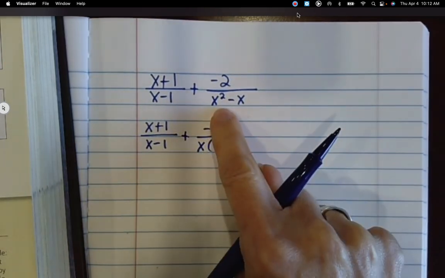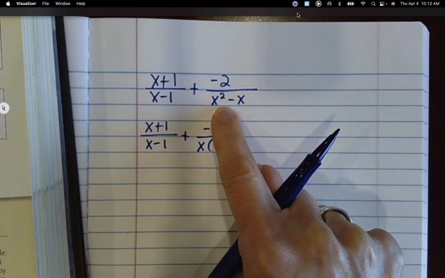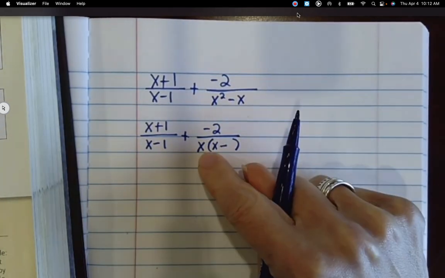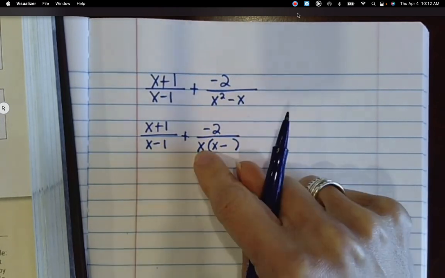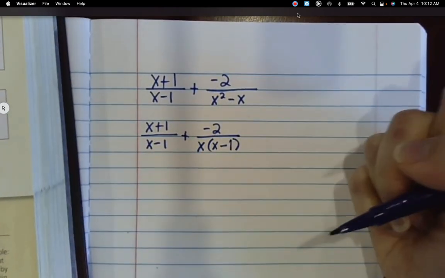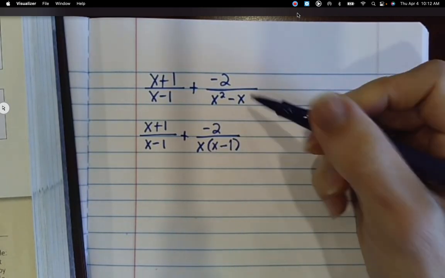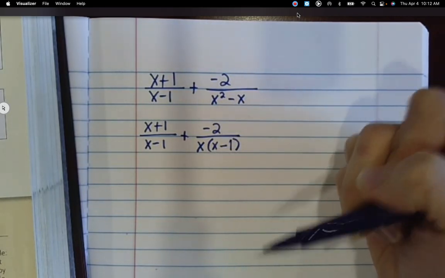If I take that x, one of those x's, what's left over? An x minus, and then, well, I took the x out, so it's a 1. So our x divided by x is what? 1. It's basically dividing an x out. I didn't get that at all.